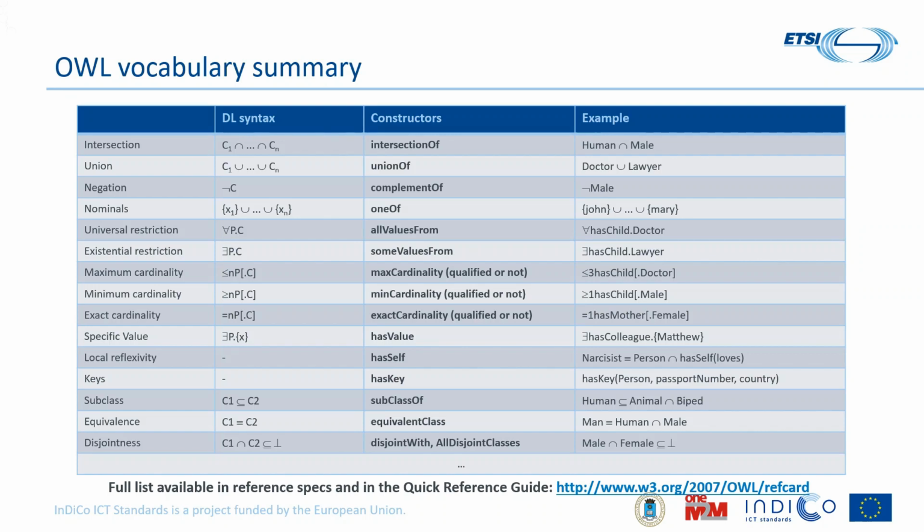I also want to mention that OWL allows us to define restrictions not only related to the model, but also related to the data. For example, the one-of constructor allows us to define an enumerated range of data values in the ontology. This table shows an overview of the most common restrictions in the OWL language. However, you can find more restrictions in the reference specification, and in the quick reference guide. And the link to this specification is in the slide.